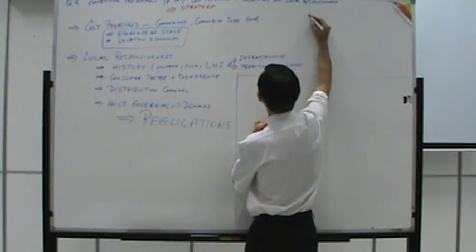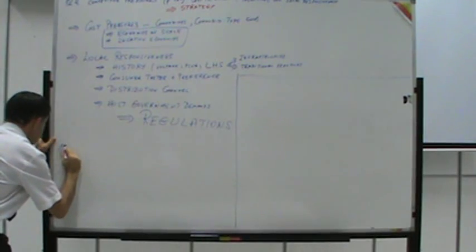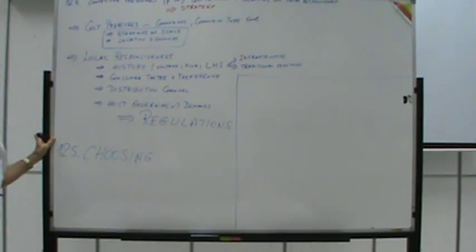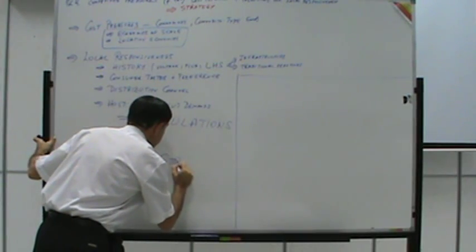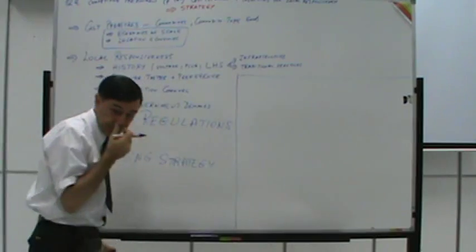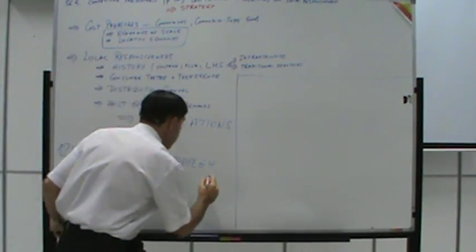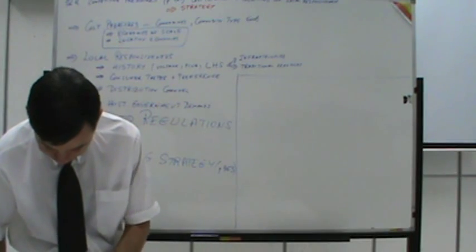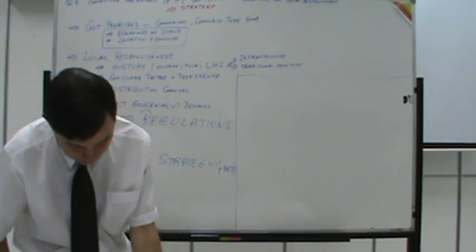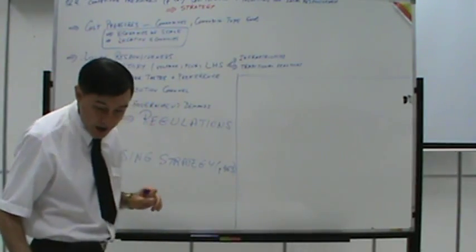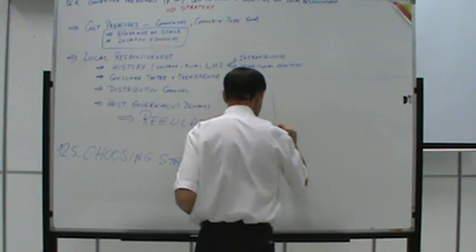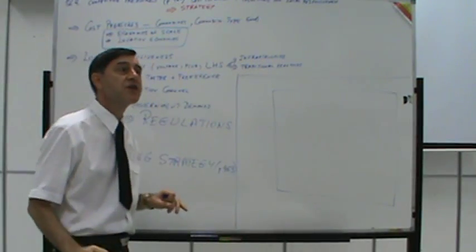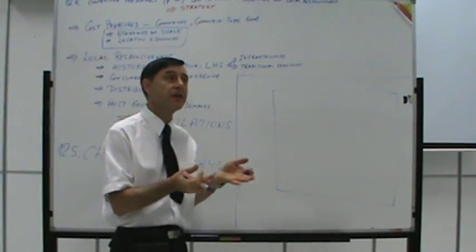So 12.5, choosing strategy, page 463. All right, let me see now what we got. Okay, what we got is the following chart over here. I'm just going to introduce it for 5 minutes without going into the details today. It's going to be next time.